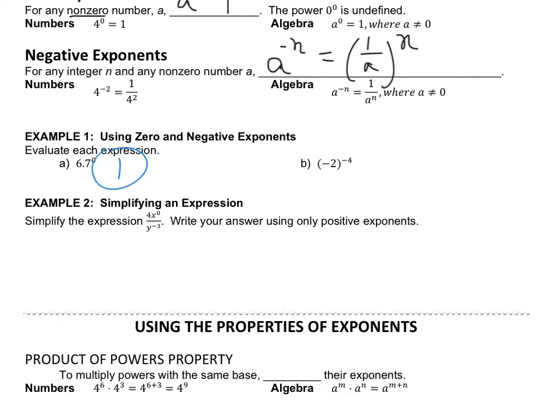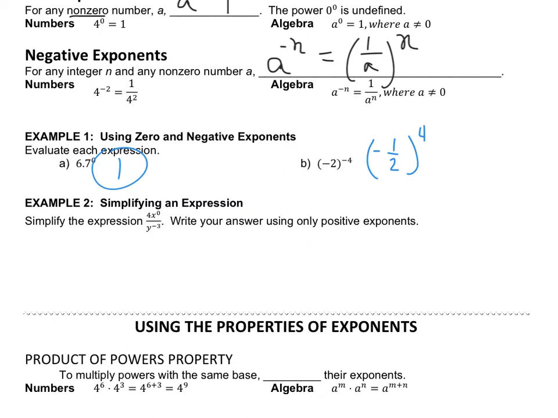Negative 2 to the negative 4th power. Again, the negative exponent does not make the answer negative. It's just flipping my base. First, the reciprocal of negative 2 is negative 1/2. Once I've done the reciprocal, the negative 4 becomes a positive 4.